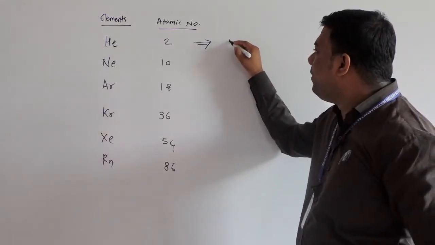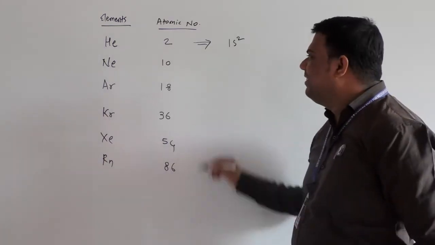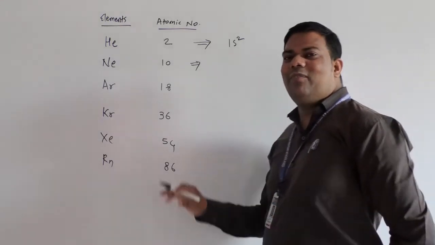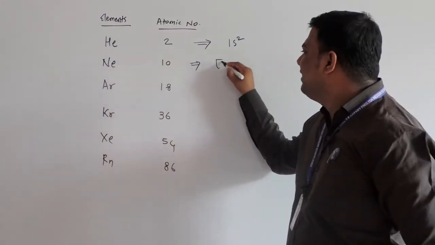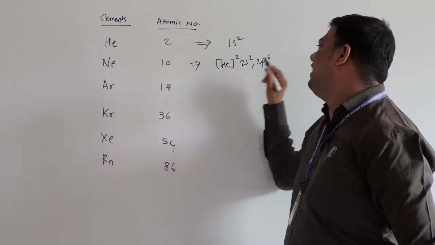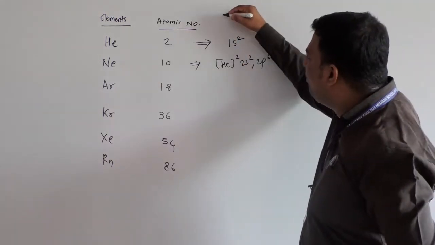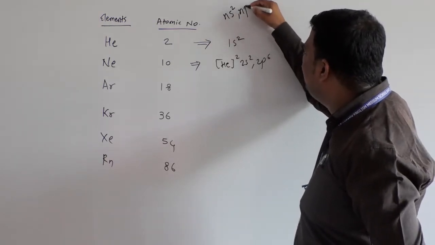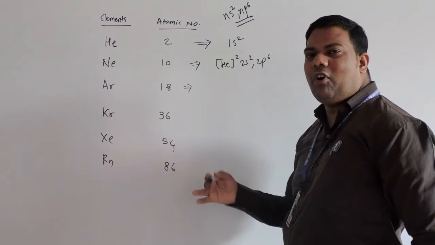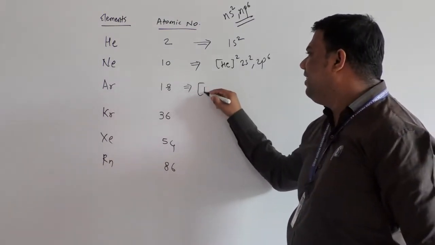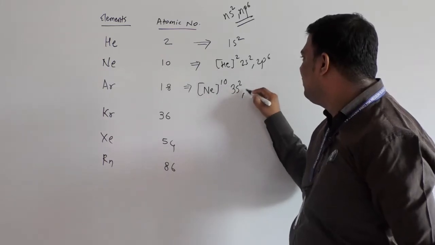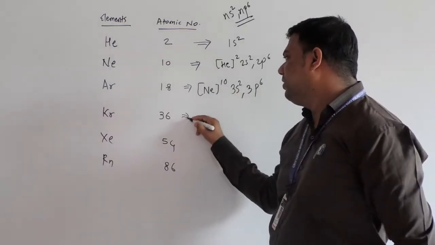For helium it is 1s2. For neon, we can write it easily with the help of the inert gas helium: [He] 2s2 2p6, that is 2 plus 2 plus 6, 10. The general outermost electronic configuration is ns2np6. For argon, 18, we take the help of neon: [Ne] 3s2 3p6.